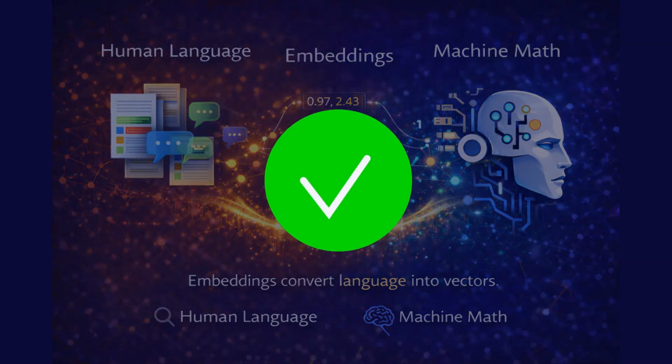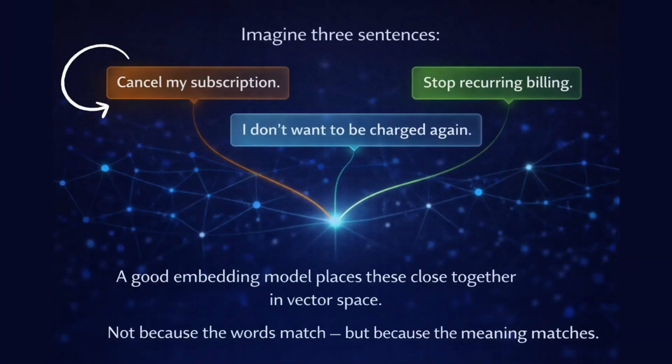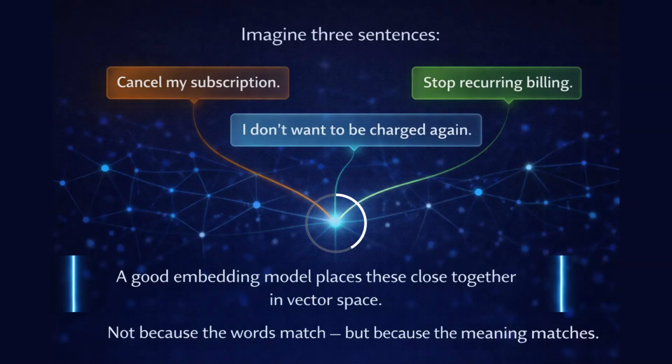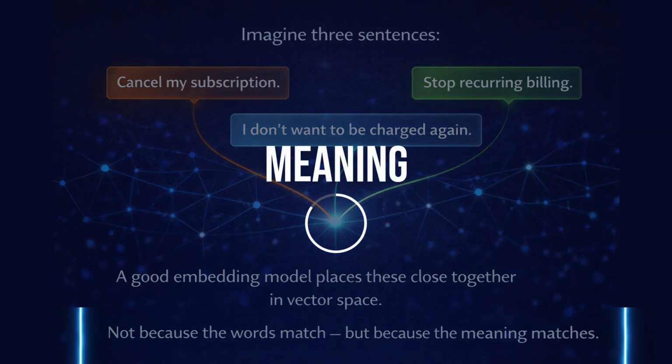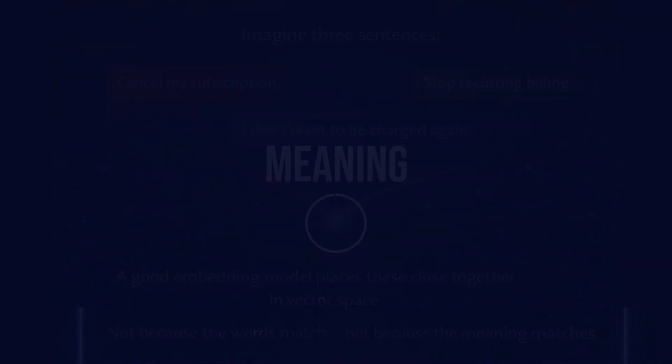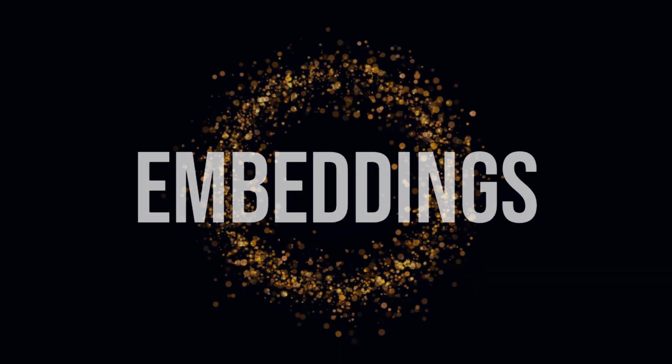Embeddings connect the two. Imagine three sentences: cancel my subscription, stop recurring billing, I don't want to be charged again. Different words, same intent. A good embedding model places these close together in a vector space. Not because the words match, but because the meaning matches. That is the magic of embeddings.